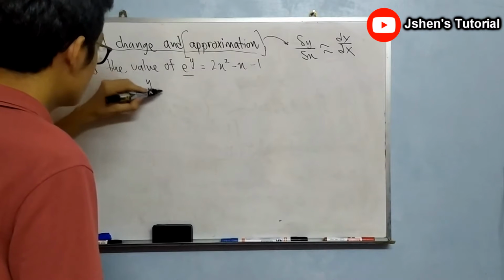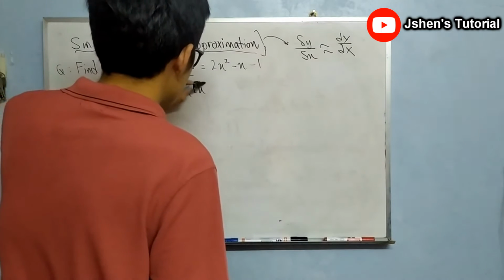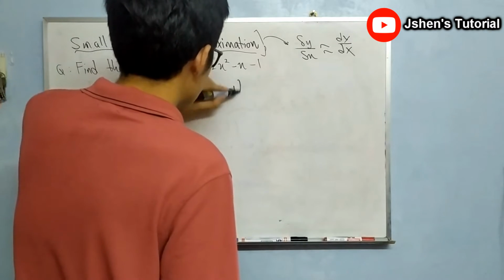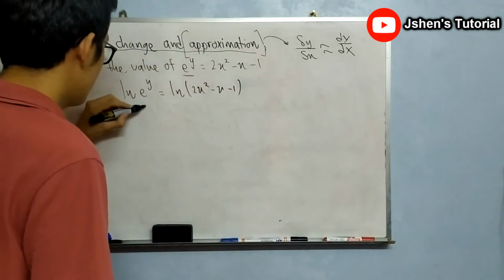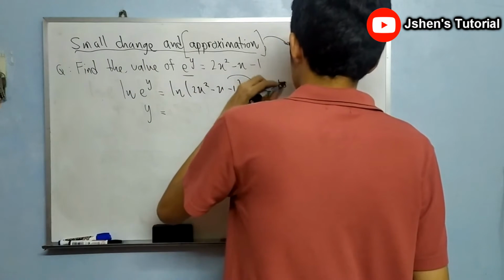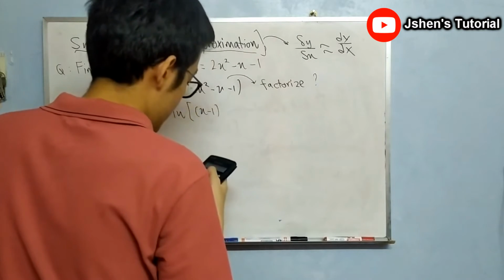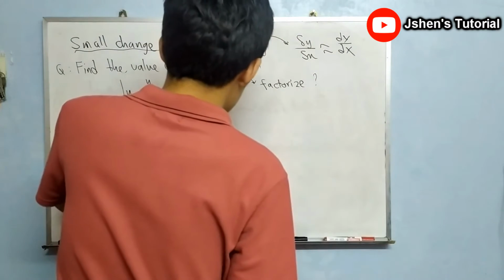So let's solve this example. We are going to add a ln in front of the functions to eliminate the e exponential. Afterward, can we factorize? Yes. We are going to factorize by using our calculator.